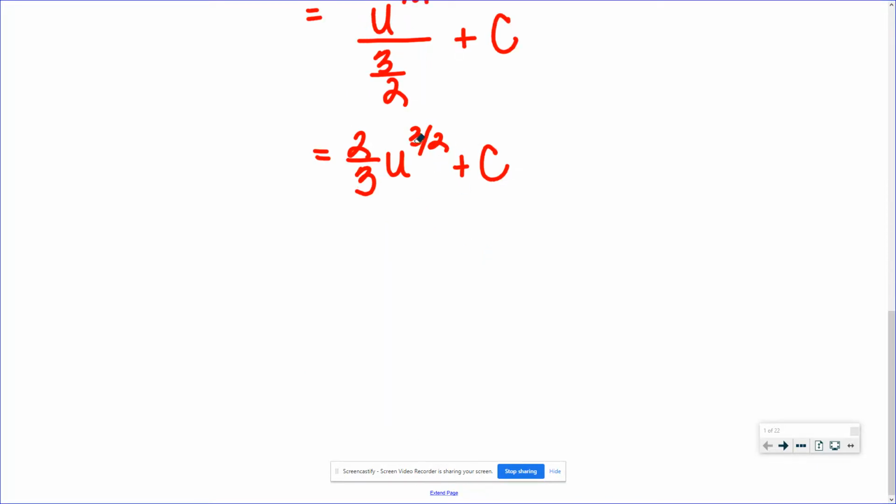The very last step in the substitution rule practice is you need to change your u back to what it was originally. So you need to change it back to x's. The u was 1 plus x squared. So I'm going to plug that back in place of u, and I have my antiderivative.